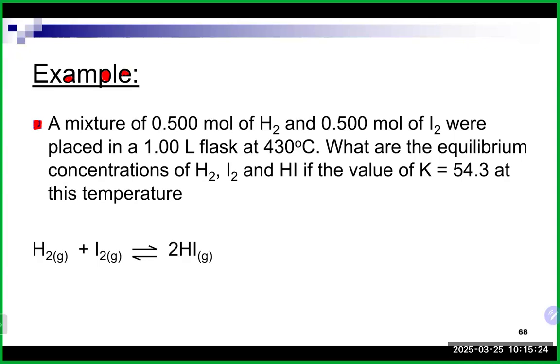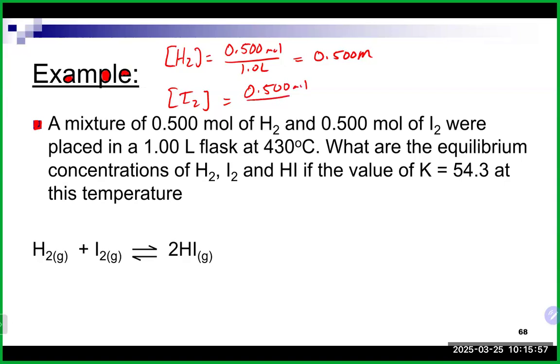Okay, so let's take a look, see how you're doing. So in this case, we're not given molarity, but we are given moles and liters, which is essentially the same thing. So we might want to calculate our concentrations, which aren't too bad in this case. So we're going to take H2. We're going to take the moles, 0.5 moles over 1 liter will give us our molarity of 0.5 molar for H2. We will also do the same thing for our I2, and it actually comes out the same here, 0.5 moles over 1 liter, 0.5 molar in this case.